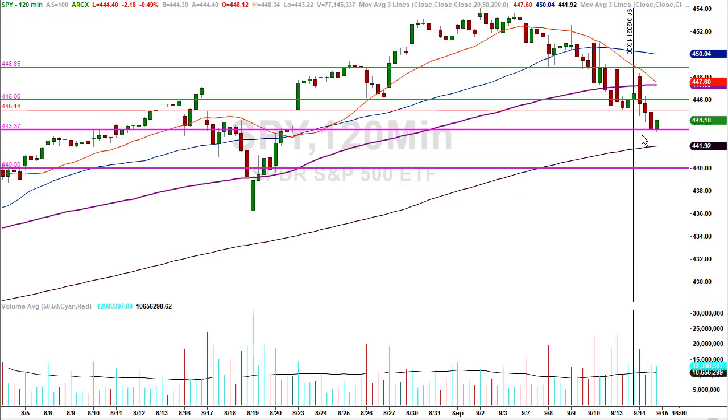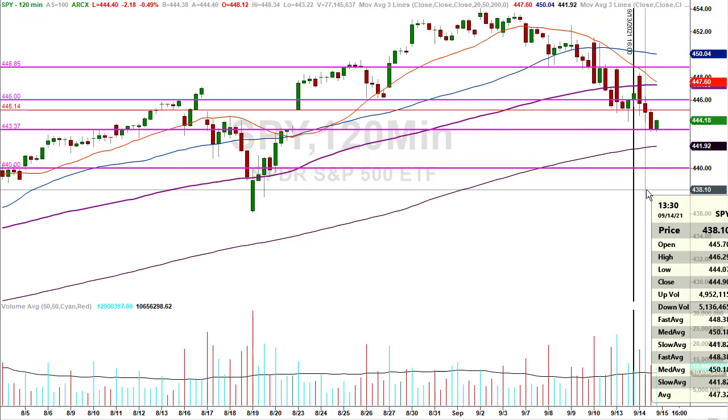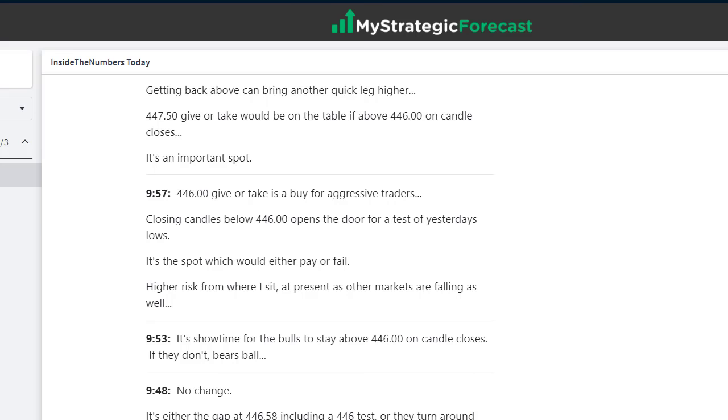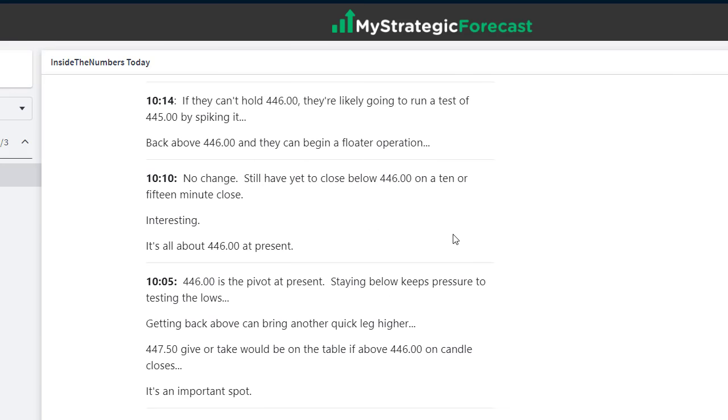Here's the 120-minute chart, and I realize it's messy with all this stuff on it, but I'll point out what I'm talking about. Right here is the first time they closed below that number today, the 1330 candle, 1:30 in the afternoon. And guess what? Once they did, what happened? The acceleration began on the downside. To where? Fill the gap, 443.37. So let's go forward a little bit and see what else we have.